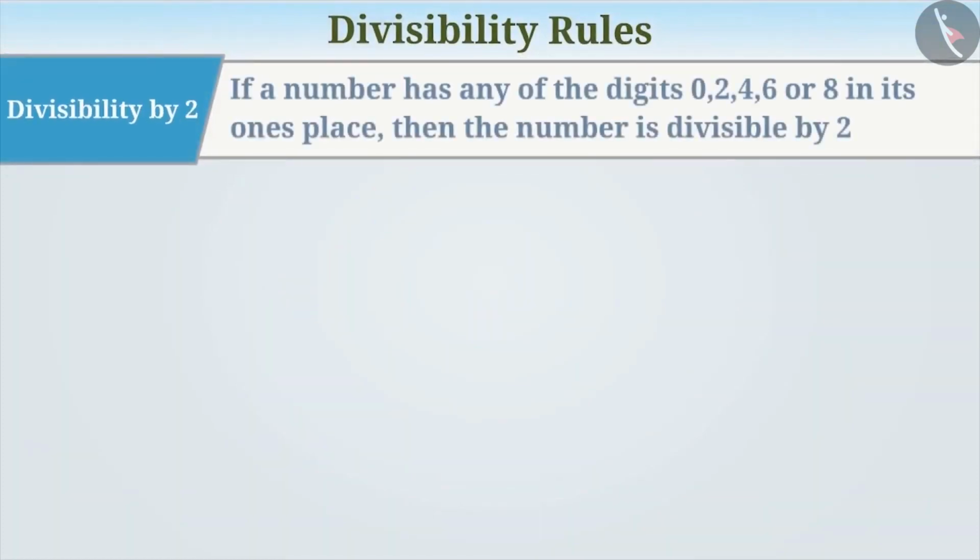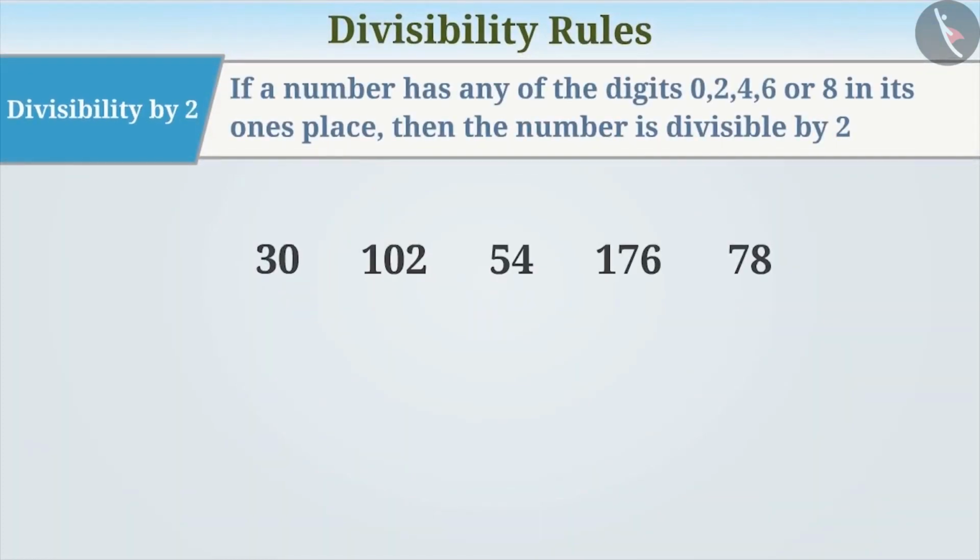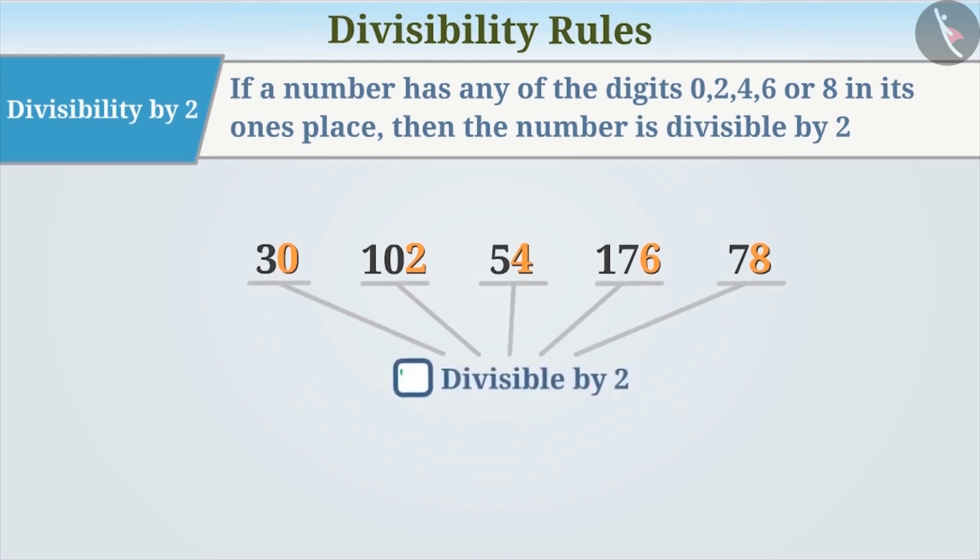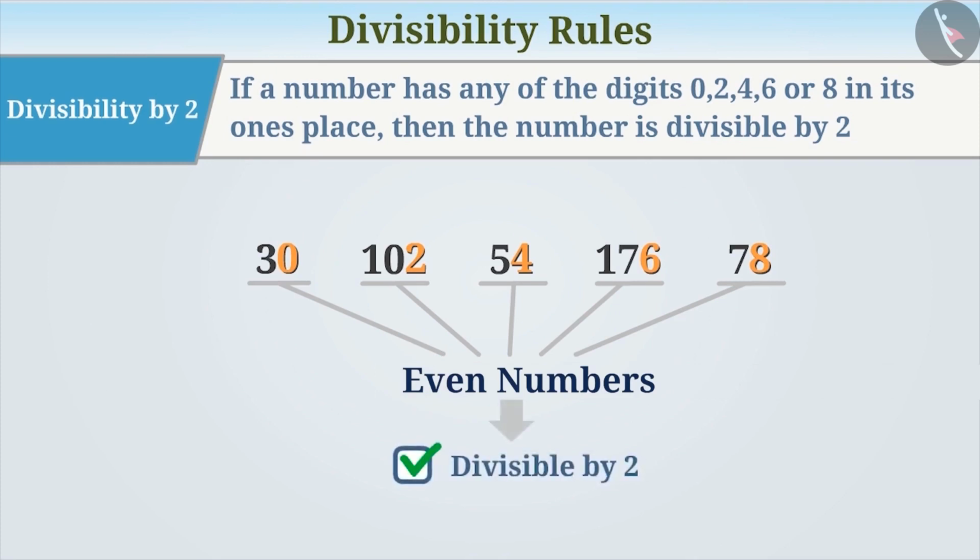Divisibility by 2. If a number has any of the digits 0, 2, 4, 6 or 8 in its ones place, then the number is divisible by 2. This is because if the last digit of the number is 0, 2, 4, 6 or 8, then that number will be an even number. And every even number is divisible by 2. Therefore, we can say that for divisibility by 2, the last digit of the number must be even.